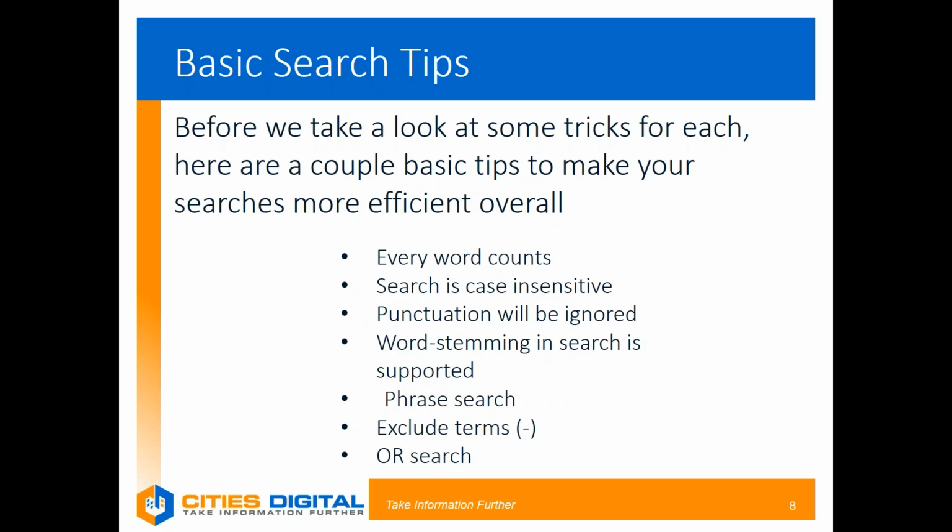Word stemming and search in Laserfiche is also supported. And what that means is that if you have a word, like a root word, it's going to search for versions of that word. So if you search for read, it's going to be like reading or read. So that's going to be one of the functions as well. That's part of the phrase search. So if you use quotation marks, it'll search for a whole phrase. And excluding terms is also a function that we have. So you can search for everything excluding this.